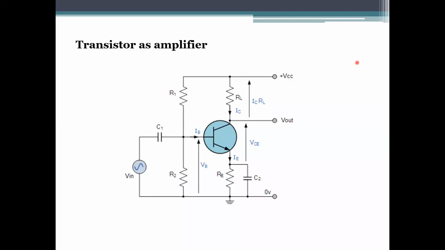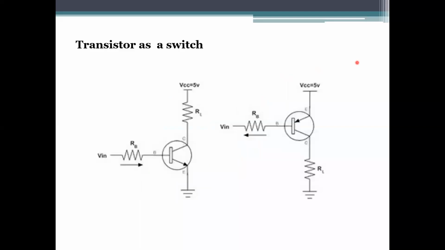The next is your transistor as a switch. Okay, so this is a transistor, and this is again a second transistor. Here, the transistor as a switch. When the transistor is used as a switch, it operates either in the cutoff or in the saturation region. It avoids the active region.